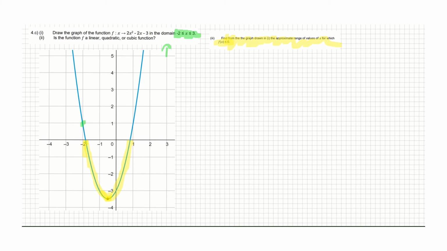Okay, I think it might be enough to mark it, but if we were going to write something, it's minus 1.8 less than or equal to x less than or equal to maybe 0.8. Now that's an estimate of what we're looking at there.